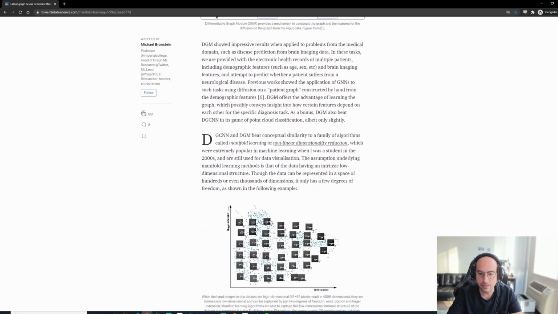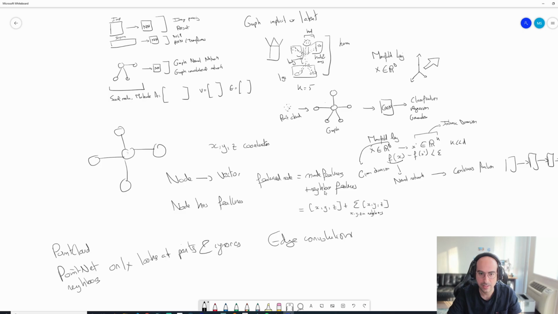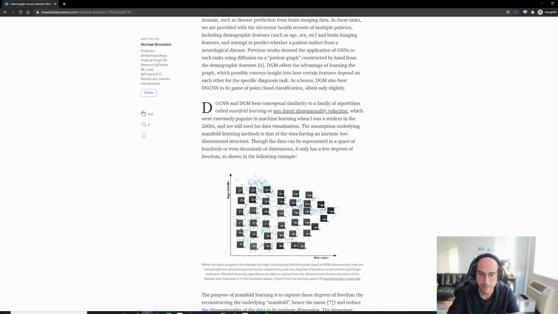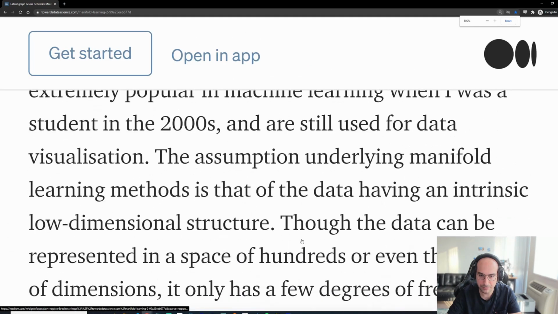But why do they call this manifold learning? I promised you one example: the idea that you could take something very high dimensional like this and turn it into a very abstract graph, and it basically says the same thing. Another example they give, which is kind of interesting, is this one.